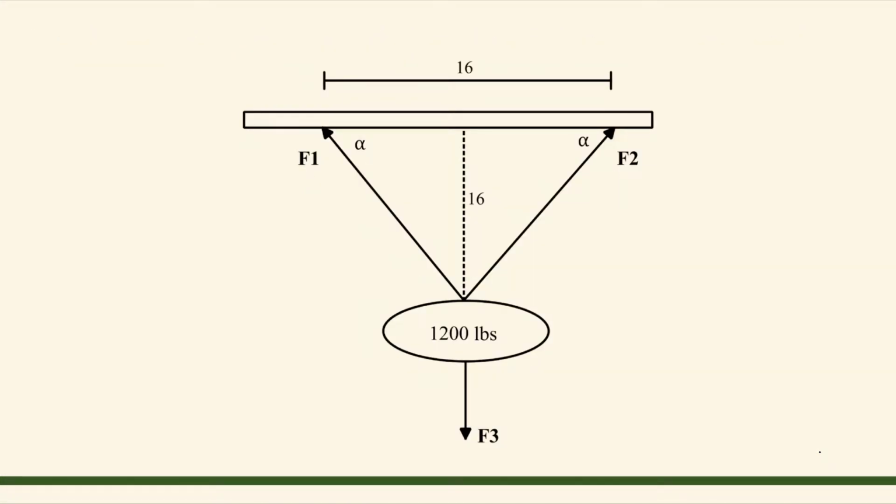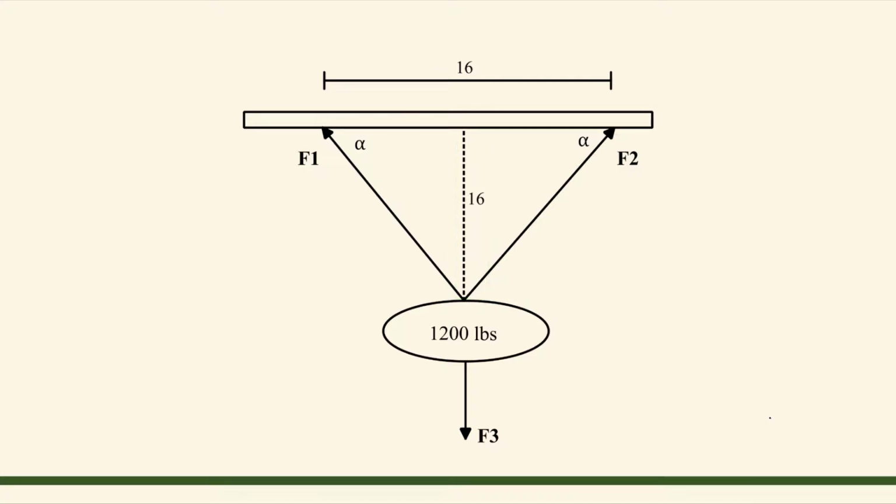We begin with a diagram so that we can make sense of the situation. We have a rectangle representing the ceiling of the ballroom. Vectors F1 and F2 represent the two cables of equal length that will be suspending the chandelier. The chandelier is being represented by an oval, which we're told in the problem weighs 1,200 pounds. Vector F3 represents the 1,200-pound force from the chandelier. We can see that the ends of the cables are 16 feet apart and that the chandelier is hanging freely 16 feet from the ceiling.